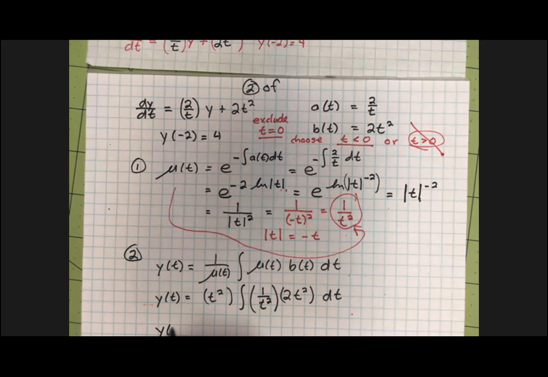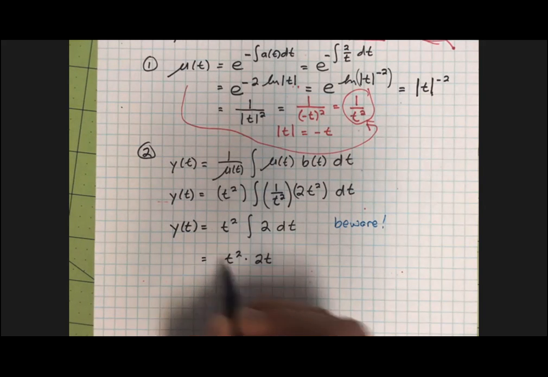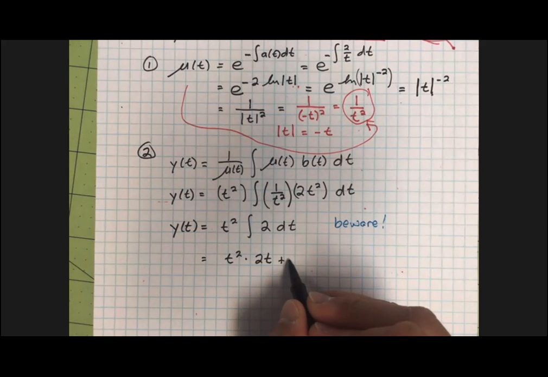So now, here's the trap. T squared out front, what is the integral of 2 with respect to t? I'll even put that in my notes. Well, your first reaction is, it's 2t. So the answer is t squared times 2t. Sorry, I'm gonna move my paper up. But then I hear someone shouting at their muted microphone, no, no, no, you forgot about the plus c. Okay, you're right, plus c.